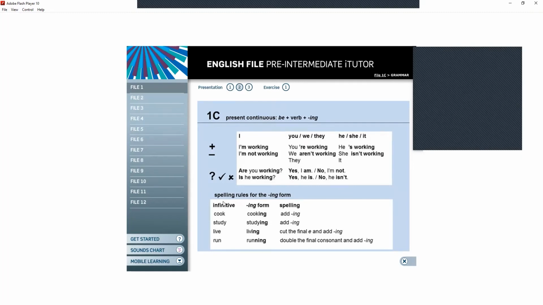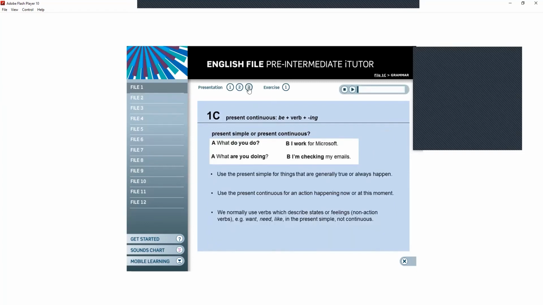An easy one. For the spelling rule for the ing form, normally we just put ing. Okay, like cook, we add ing, cooking. But if a verb finishes in letter y, we keep y and add ing, like study, studying. If a word finishes with letter e, you omit e, cut e, and then you just add ing. For a one-syllable verb like run, where you see one vowel and one consonant, you double the consonant, like run, we add another n. So the rule I think you already know. Now let's move to the exercises here.